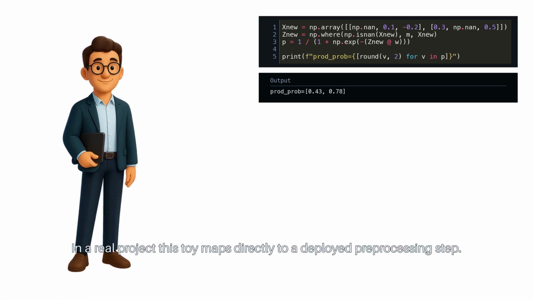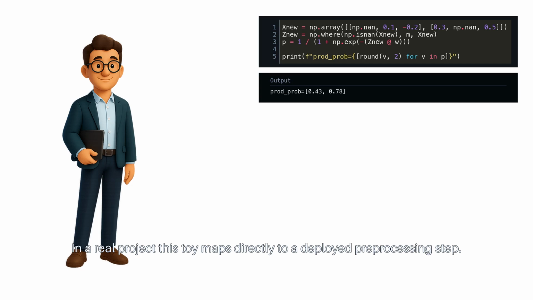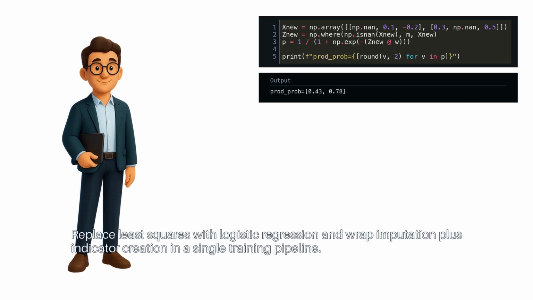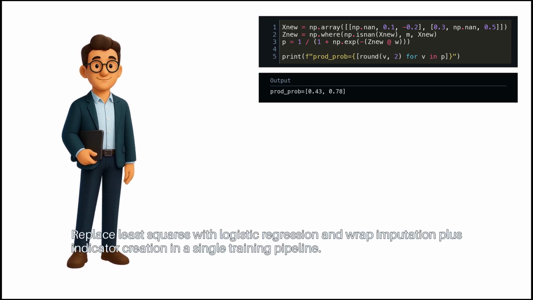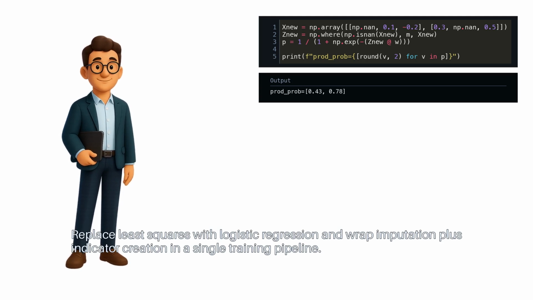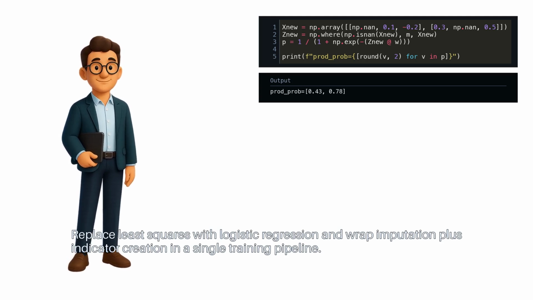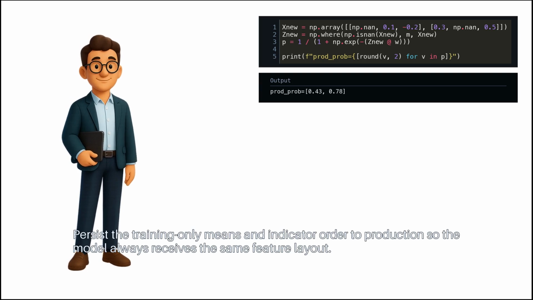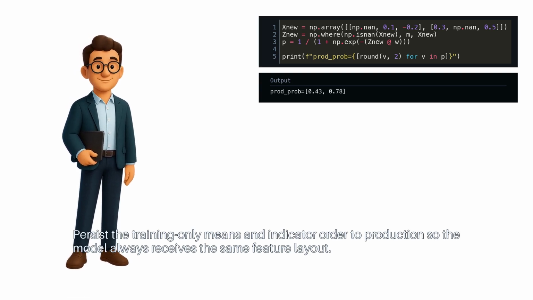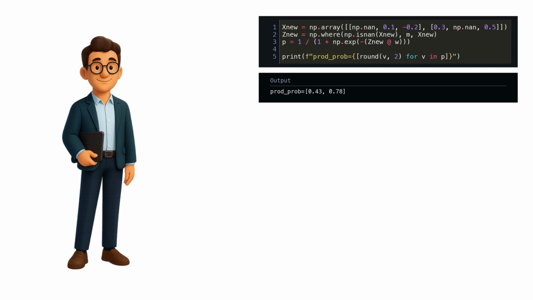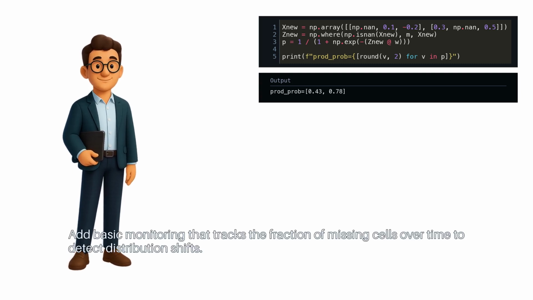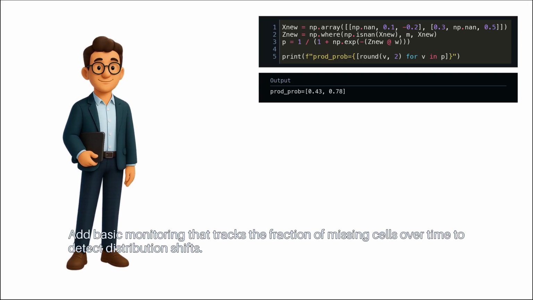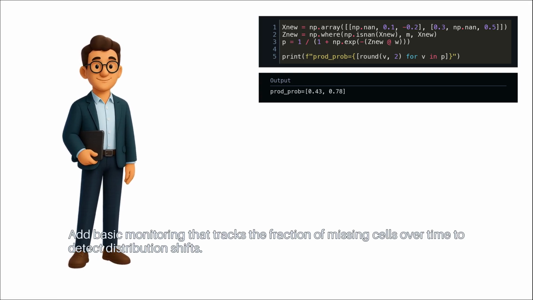In a real project, this toy maps directly to a deployed pre-processing step. Replace least squares with logistic regression and wrap imputation plus indicator creation in a single training pipeline. Persist the training-only means and indicator order to production, so the model always receives the same feature layout. Add basic monitoring that tracks the fraction of missing cells over time to detect distribution shifts.